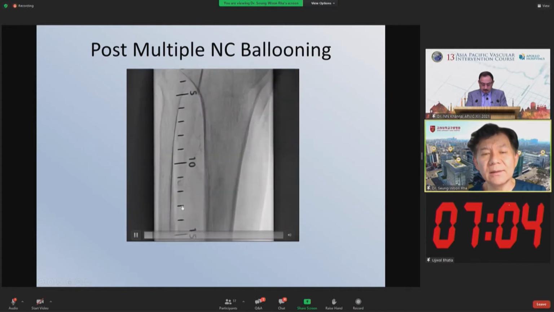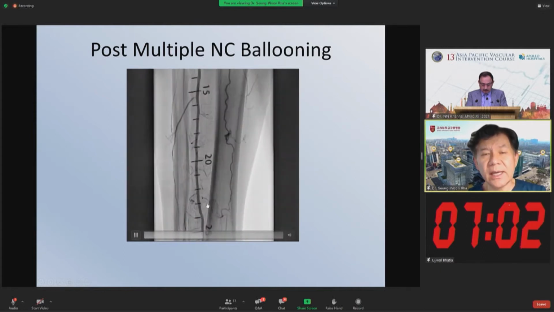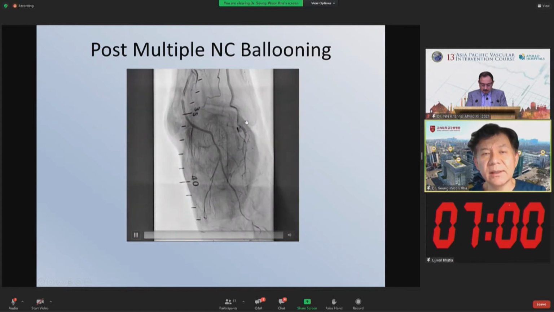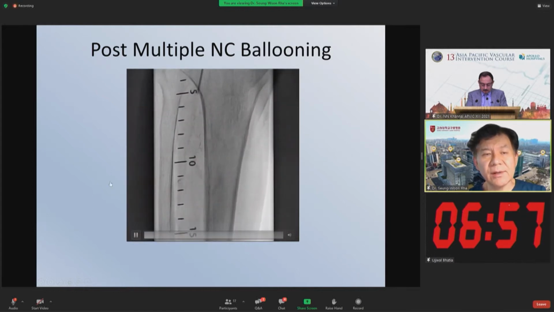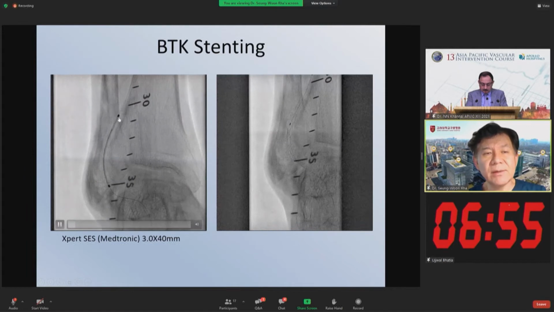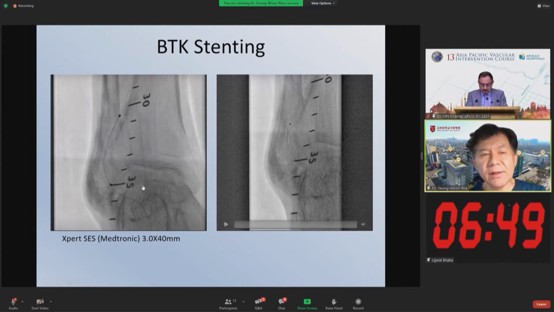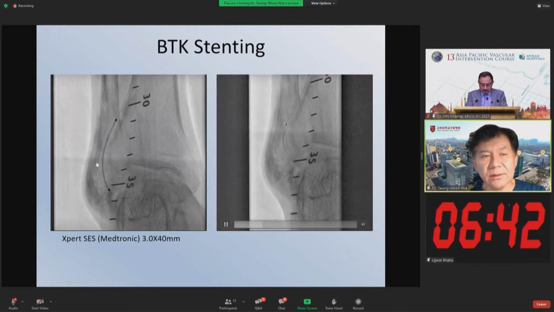But a focal non-dilated lesion is a good indication for the piercing technique, in a superficial area. This is for educational purposes. At the time, BTK stenting was available in Korea, exported from Medtronic, 3.0 by 40. This is undilated; you can see the unexpanded stent on fluoroscopy. So this is good for demonstration.